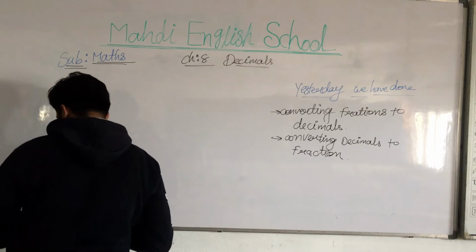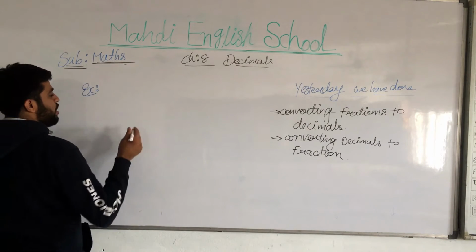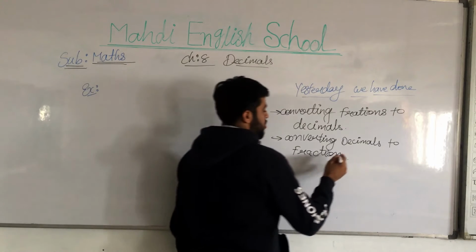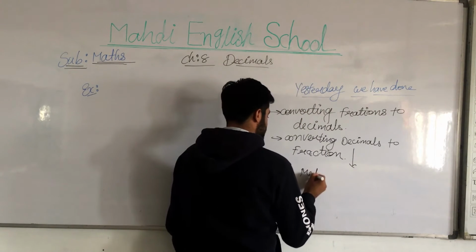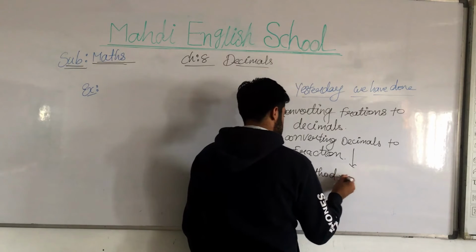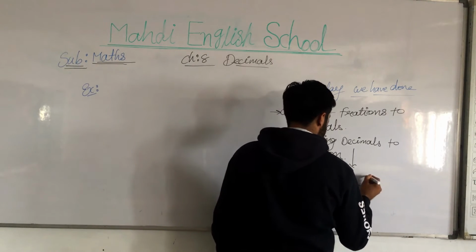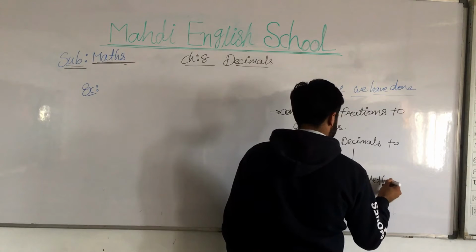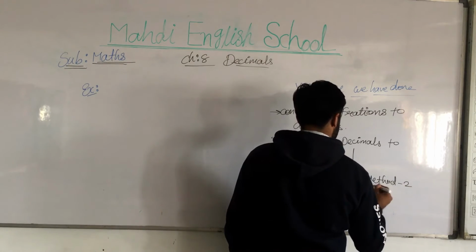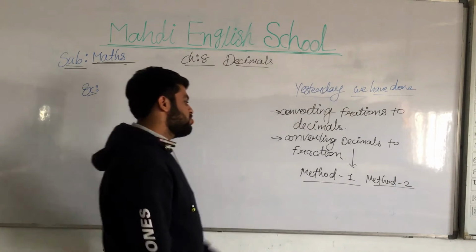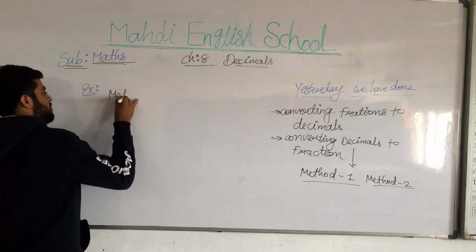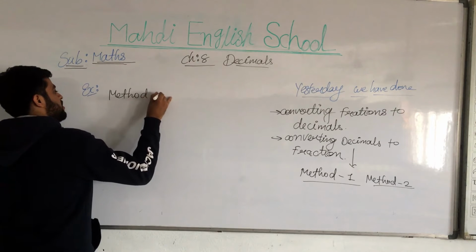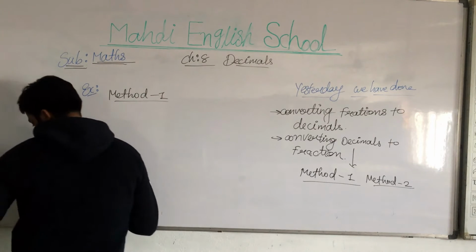We have two methods of converting: method number 1 and method number 2. Method number 2 is a long process, and method number 1 is a short process. So now let's check method number 1, example 1.